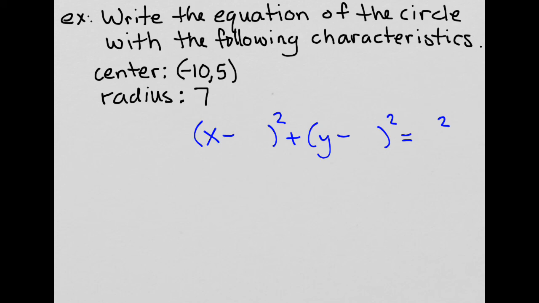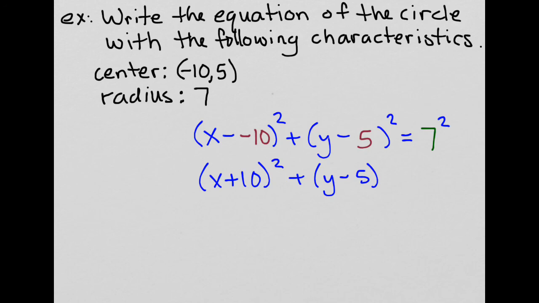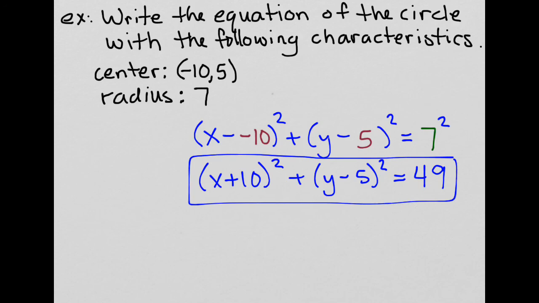Well, our h and k are negative 10 and 5, so we can plug those in for our x-coordinate and our y-coordinate. And we know that the radius is 7, so we can plug that in for r. And now we just need to simplify that. So this will end up being (x plus 10) squared plus (y minus 5) squared equals 49, since 7 squared is 49. So that is our equation of the circle.